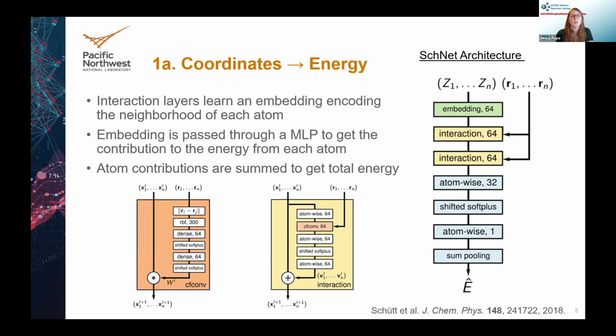We examined the coordinate to energy problem using one of the leading architectures for predicting properties from molecular geometry, which is SchNet. SchNet's a continuous filter convolutional neural network, and it's unique in the sense that it learns representations of the neighborhood of each atom through filters and then performs convolutions over those learned filters. And then these atom embeddings are passed through an MLP, which generates a contribution to the energy from each atom. And then finally, that is summed to get the full energy for the full molecular system.